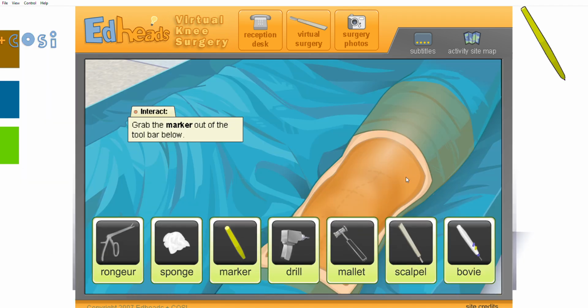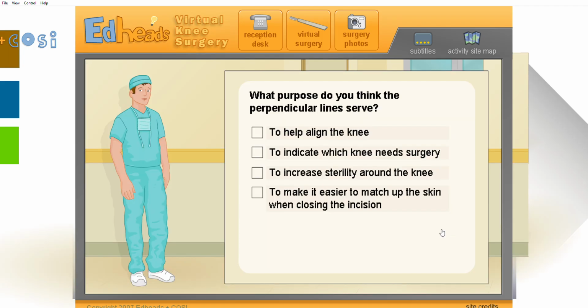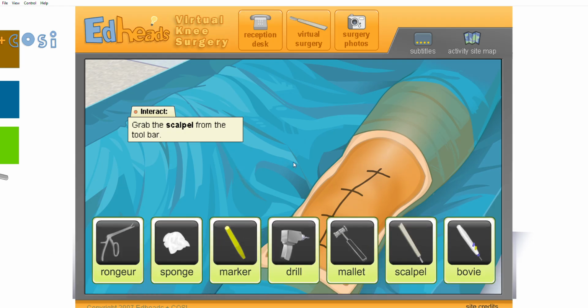Use the sterile marker to draw the location for our incision, and don't forget to mark the perpendicular lines too. Typically, the incision line is 6 to 7 inches long. What purpose do you think the perpendicular lines serve? Outstanding. Now for the incision. Take the scalpel and cut the skin following your markings.